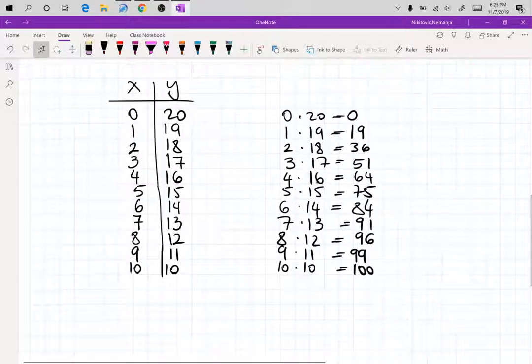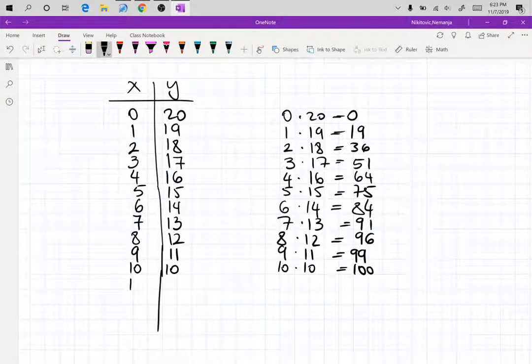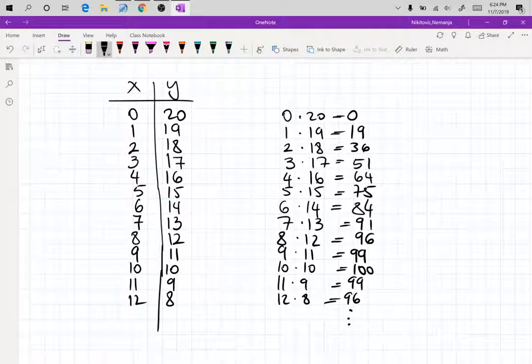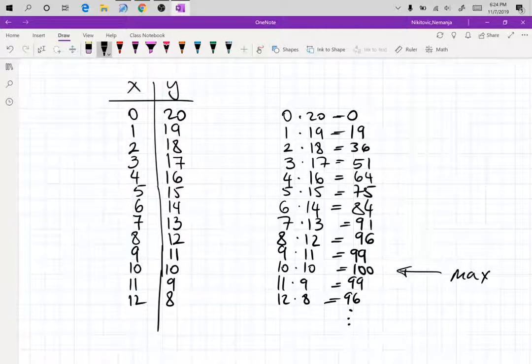100. Now, the next digits are going to be 11 and 9. Well, 11 times 9 is going to start dropping, 99. 12 times 8 is going to start dropping again, so 96, and going on. So we see that we reached the peak, right? The max product was when we had 10 and 10, which gave us 100, and all other combinations of numbers gave us a smaller product.